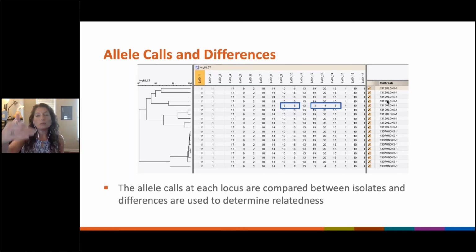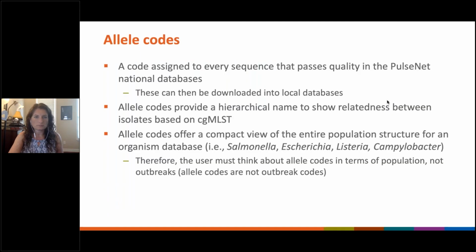If you pull all these into one window, it pulls up a phylogenetic tree, and it will tell you where those differences lie. Those differences go into the calculation or creation of allele codes. These are also used when we are doing cluster detection, and we look at these allele differences to determine if what we see is potentially a cluster worth investigating.